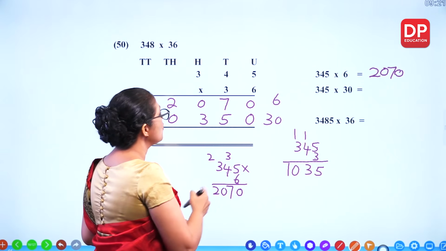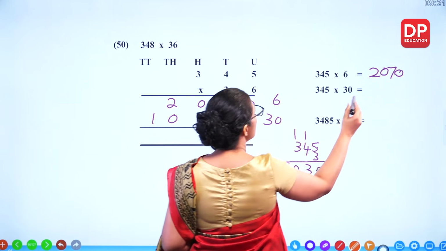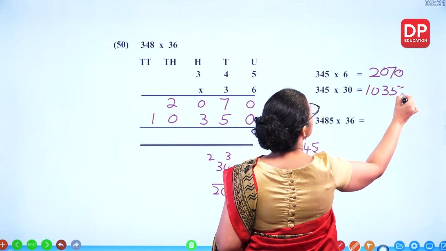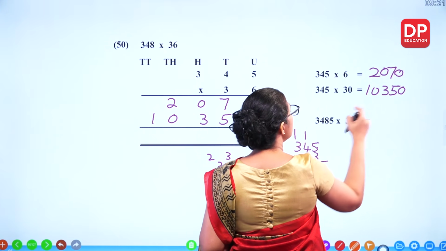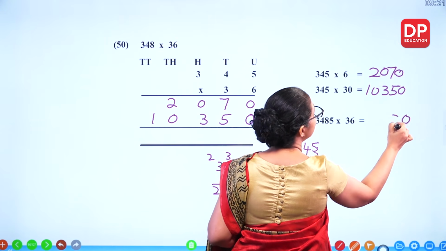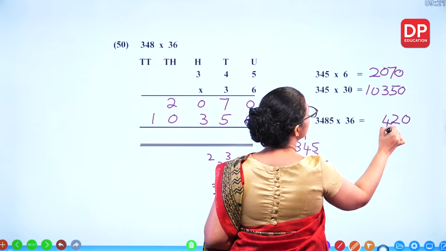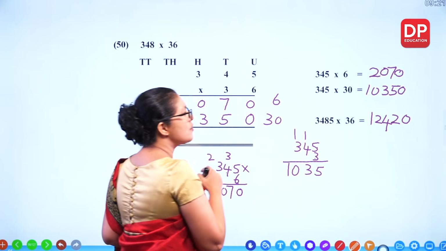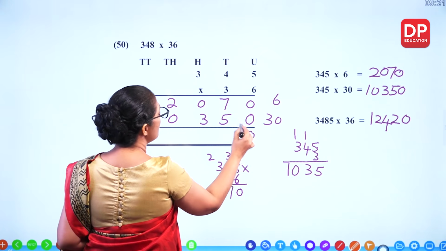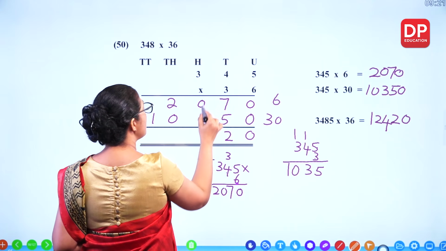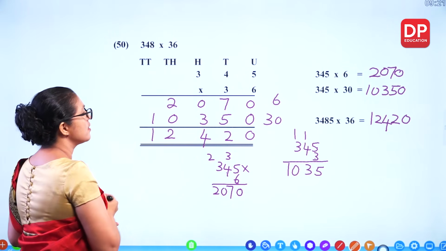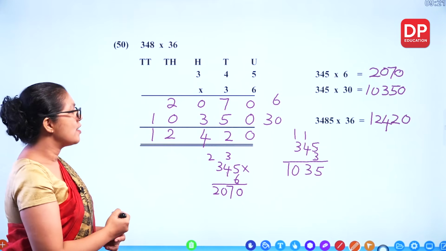So what's the answer when you multiply by 30? You get 10,350. When you add it, you get the final answer. So when you add it, you need to get 12,420. So we'll add it: 0, 12. 1 remaining. So this becomes 4, 2, 1. 12,420.